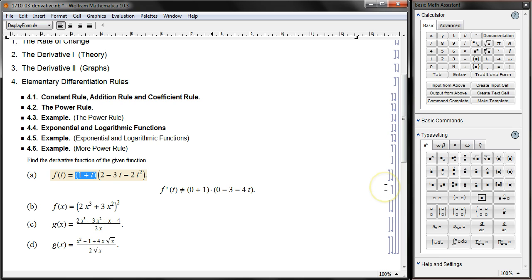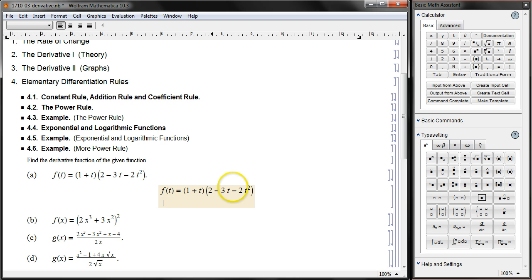You'll have to use the product rule, which is going to be a topic for the next module, but that's not what you need to do. So we have to do something different, and this is what we're going to do.